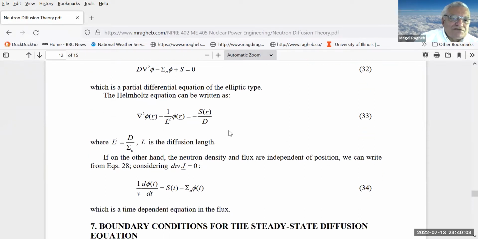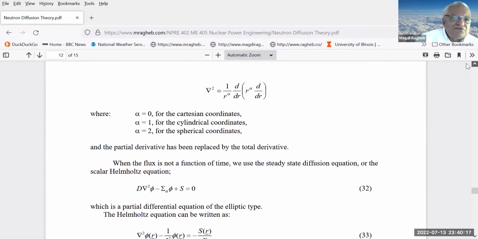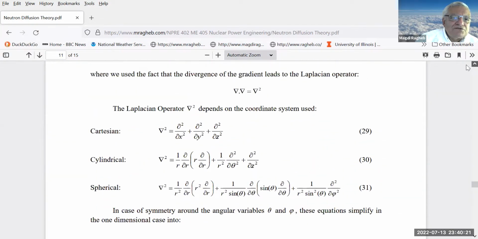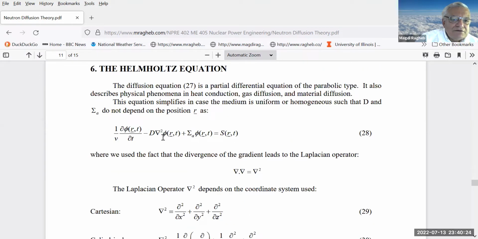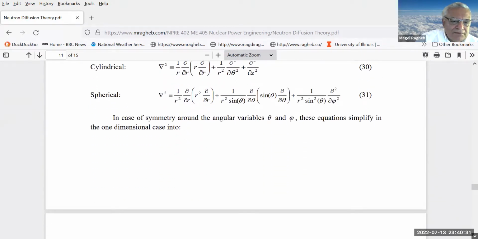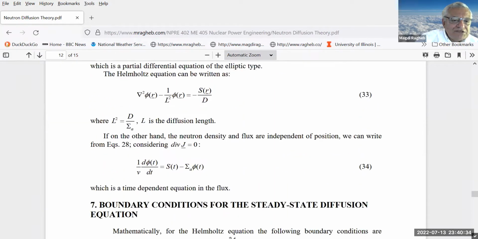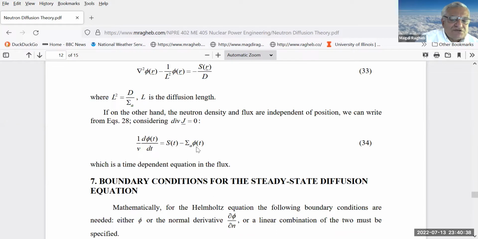We can also make another approximation. We can say that if the neutron density and the flux are independent of position, then we find that the initial differential equation becomes only a function of time. So in that case, you drop the del square and the position dependence of phi, and you get a time-dependent equation: 1 over v d phi by dt is equal to the source minus the absorption rate. This is basically a situation where the flux itself only depends on time. It does not depend on space. So we represent the reactor as a point.